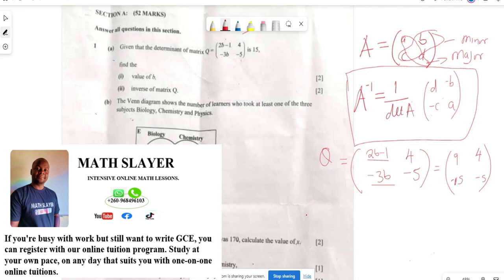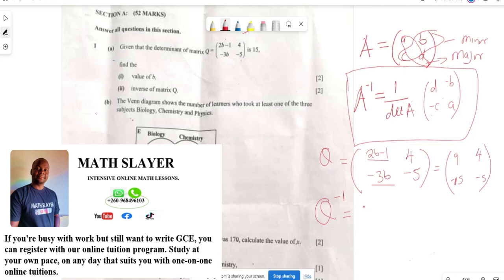Now let's use the inverse formula to find the inverse of matrix Q. So we'll write Q raised to negative 1, which is read as the Q inverse. So now tell me what you are supposed to write on Q inverse. It's equal to, we're supposed to follow the formula. Our D, which is negative 5.